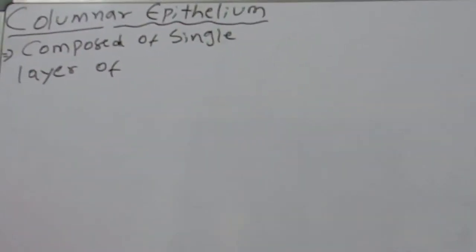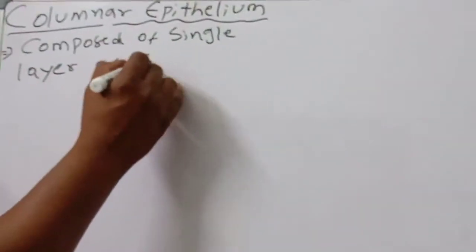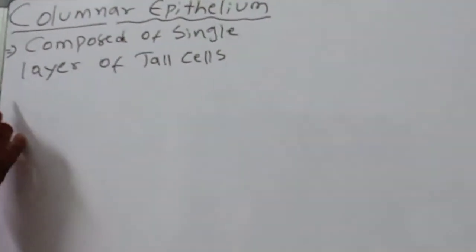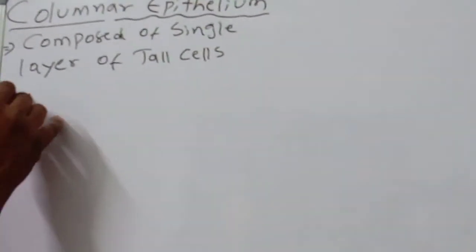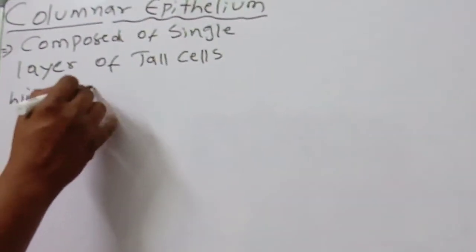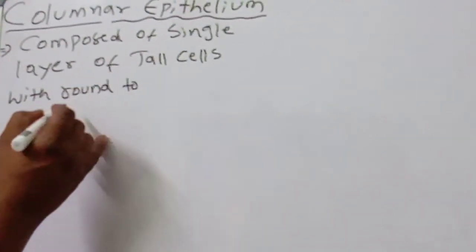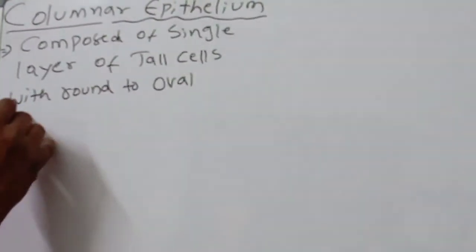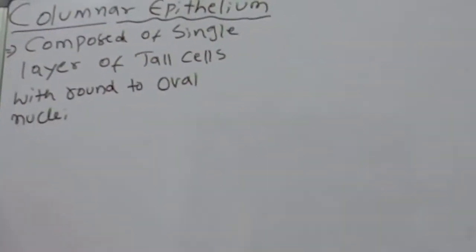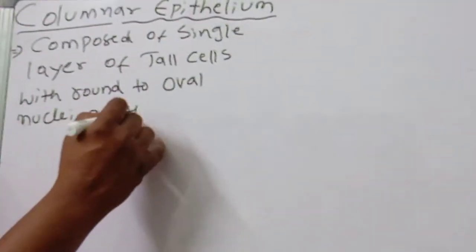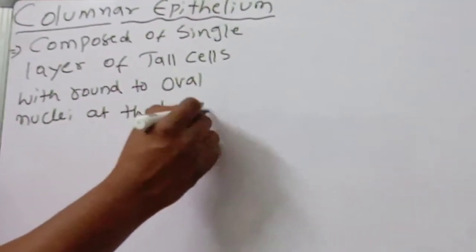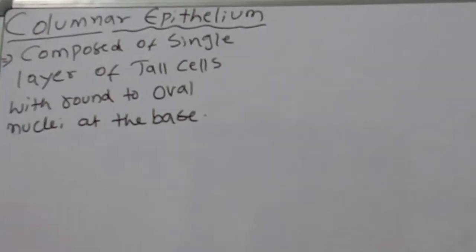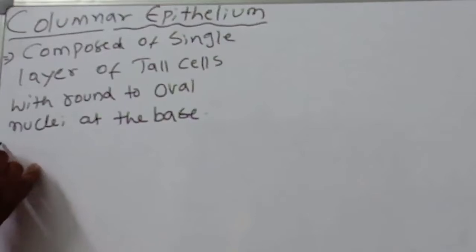Composed of a single layer of tall cells. Which ones? Tall cells with round to oval nuclei at the base. Oval nuclei at the base. So, composed of a single layer of tall cells with round to oval nuclei at the base.